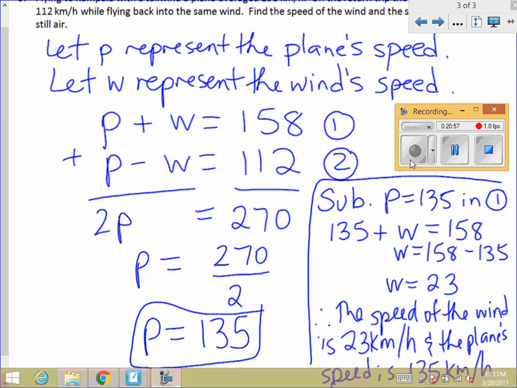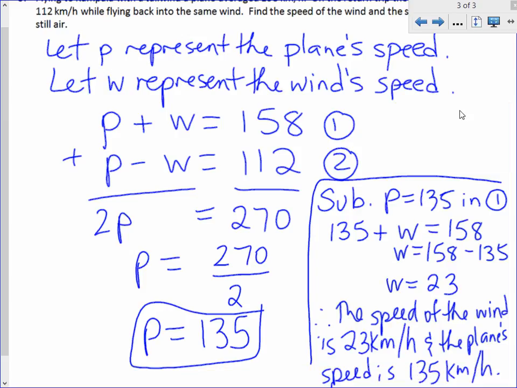Okay, so if you take a look here, guys, here's the final answer to number 3. You should have got that the plane is traveling at 135 kilometers per hour and the wind speed is 23 kilometers per hour. These are not really easy to check. Just add and subtract to check to make sure you got them right.